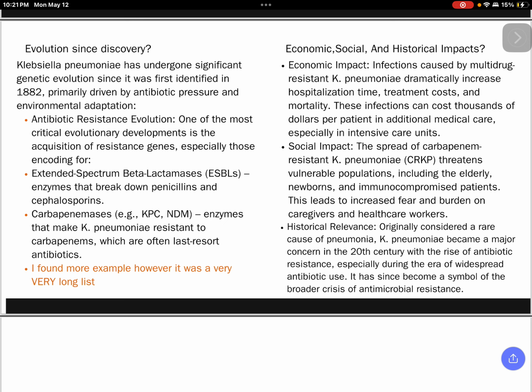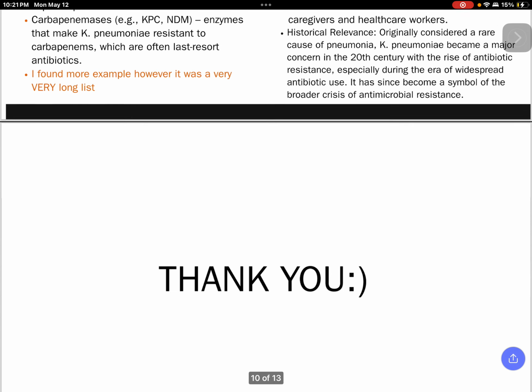Historical relevance: originally considered a rare cause of pneumonia, it became a major concern in the 20th century with the rise of antibiotic resistance, especially during the era of widespread antibiotic use. It has become a symbol of a broader crisis of antimicrobial resistance.